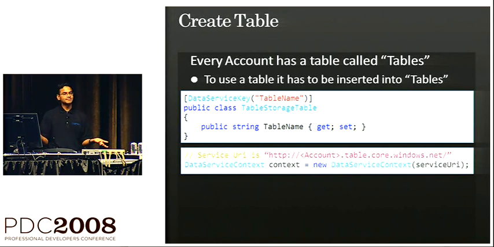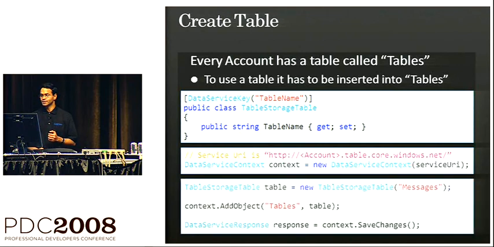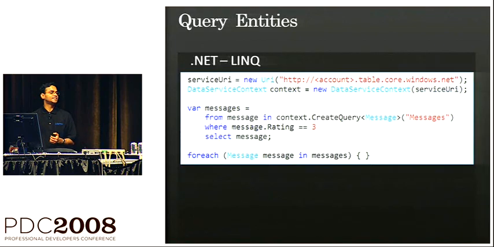So you repeat the same steps that we did for create entity. You create your data service context with exactly the same service URI. You create your C# object with the name of the table you're going to create. You call the add object API, and you're adding this object to a special table called tables. And you call save changes, and your table has been created. So great, we have created a table.